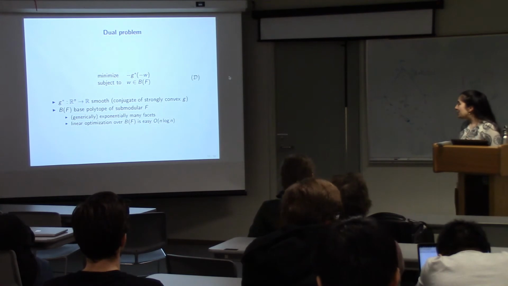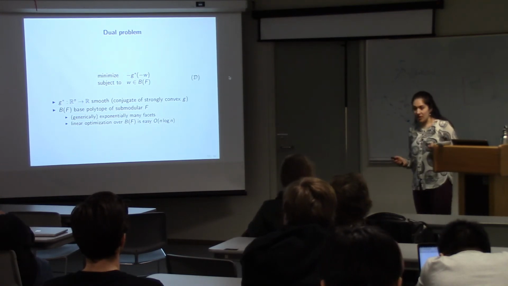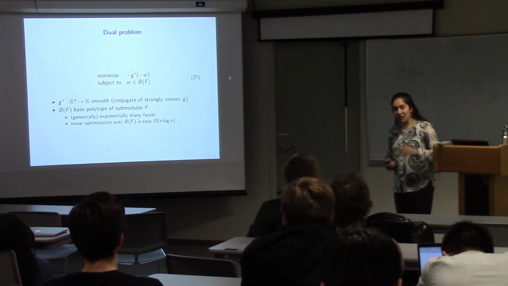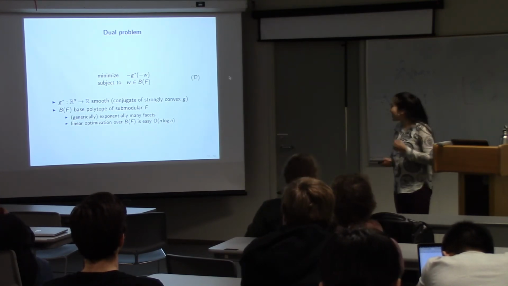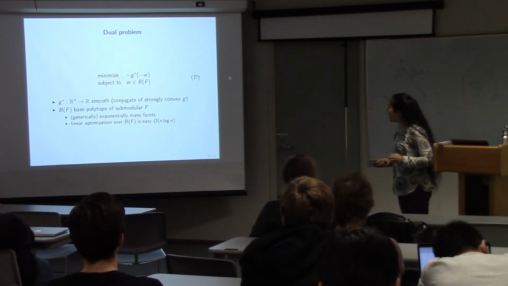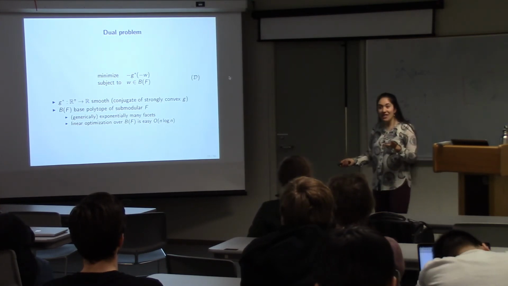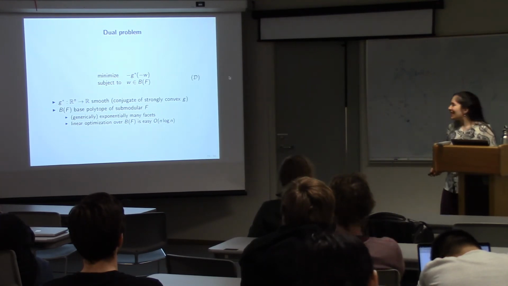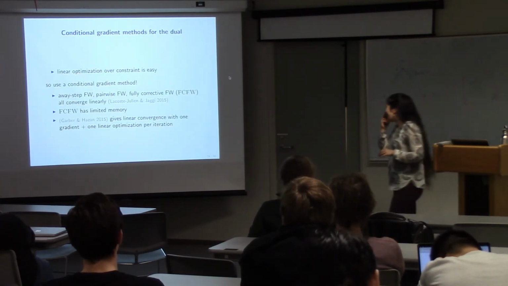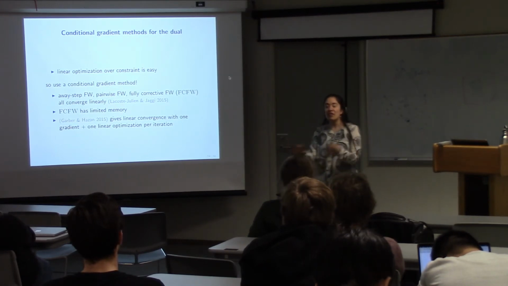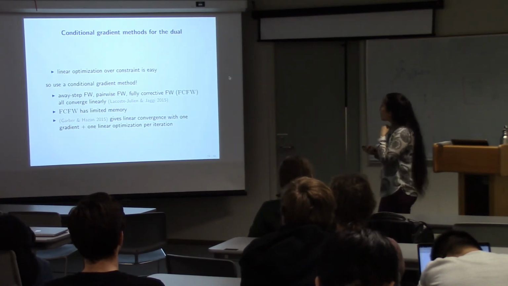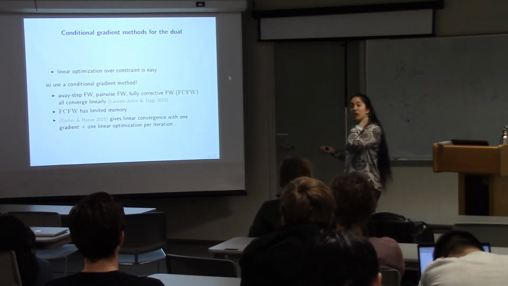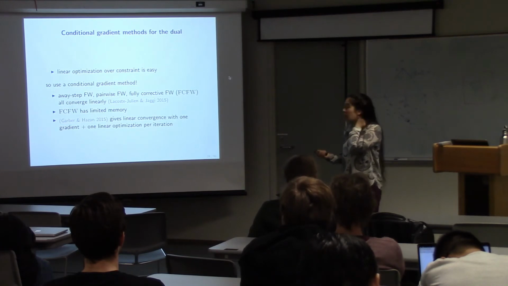Okay? But we know that linear optimization over the base polytope is easy. So what do we do if we want to minimize a function over a polytope for which linear optimization is easy? Well, clearly we should use the conditional gradient method. Okay. So there are a lot of different conditional gradient methods. They're variants of the method I showed you earlier. Away step, pairwise, fully corrective. All of these converge linearly as long as the function G is smooth and strongly convex.